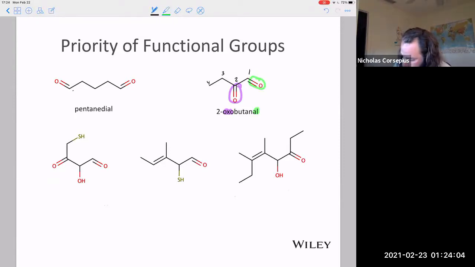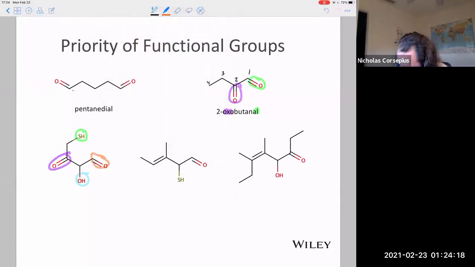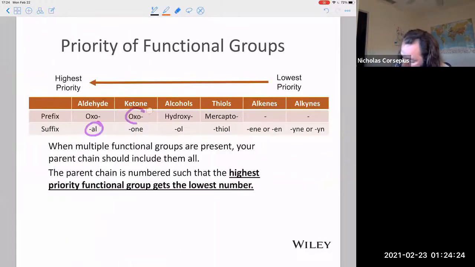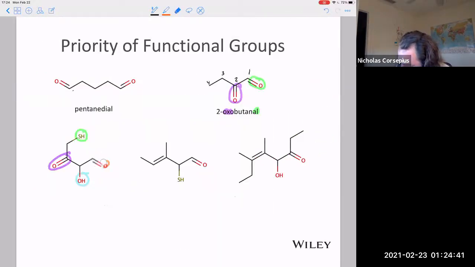All right, let's do a bunch more examples. Here we've got a ton of different functional groups going on. We have a thiol group, a ketone, an alcohol, and an aldehyde. All right, so again, if we look at our priorities chart, the aldehyde wins them all. So that's going to keep that -al suffix. The ketone is going to become an oxo, the alcohol is going to be a hydroxy, and the thiol a mercapto.